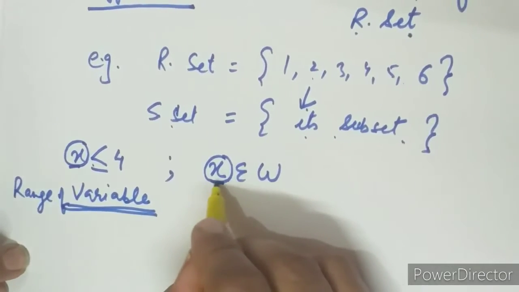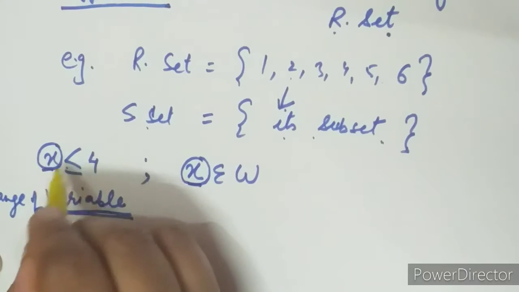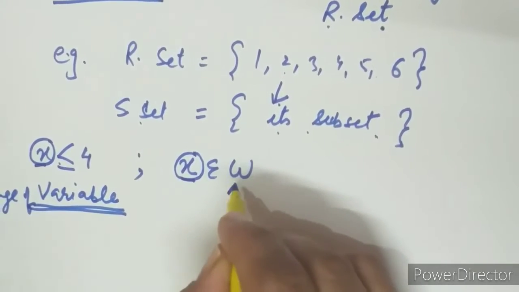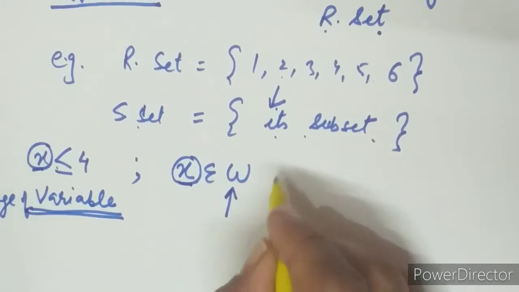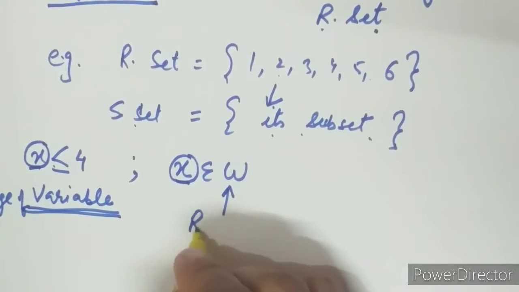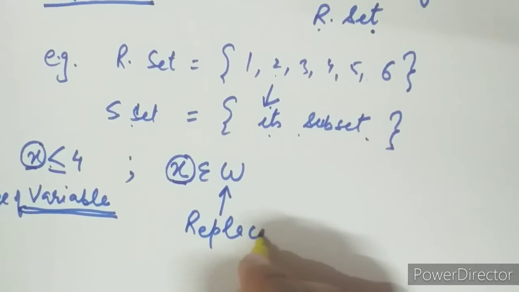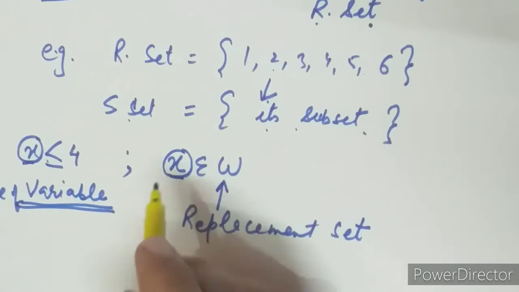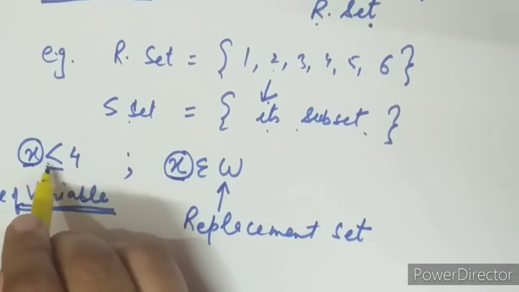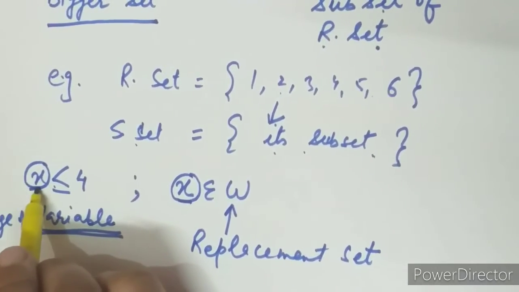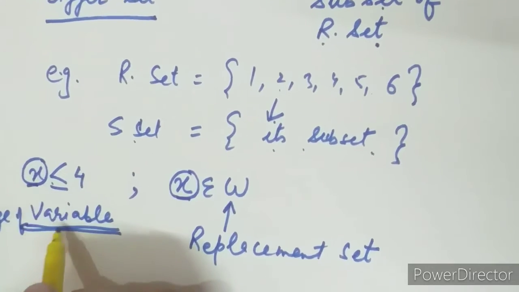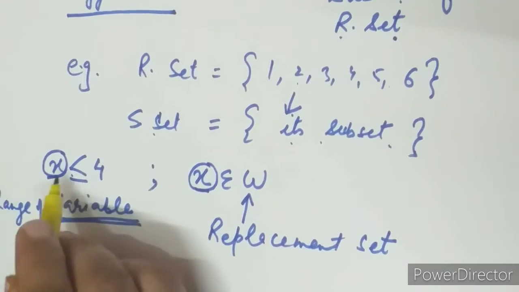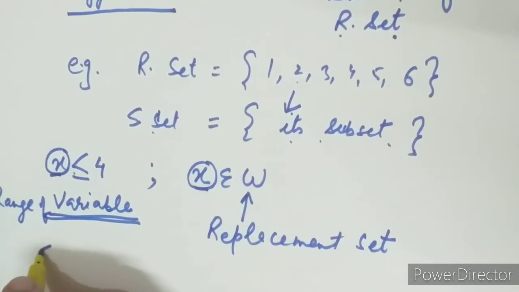Now, x belongs to whole numbers and x is less than or equal to 4. So here this is the set from which the value of the variable is to be selected. So it has become our bigger set, that is, our replacement set. And from this bigger set we have to see which values our variable will satisfy. It means now with the help of these two we will write our solution set.